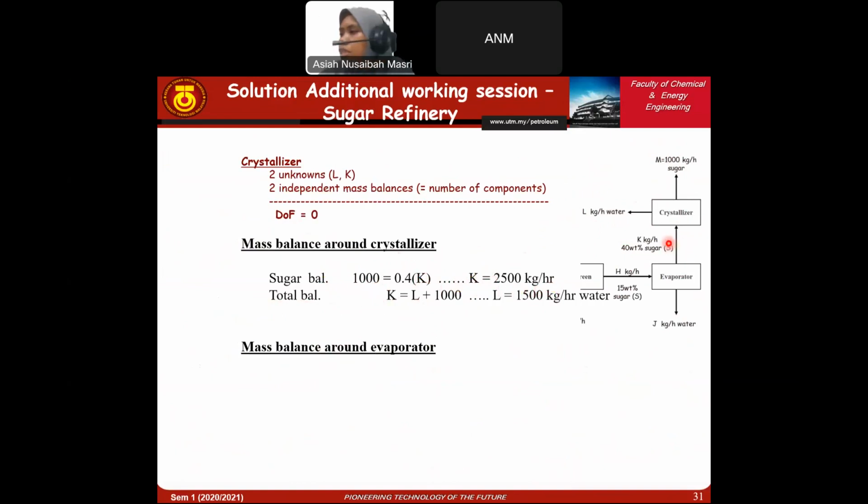So our input is K. Our output is M plus L. M is 1000, L we don't know. K, we just now solved, is 2500. So we can solve for L, which is 1500. Now we have solved L, we have solved K.